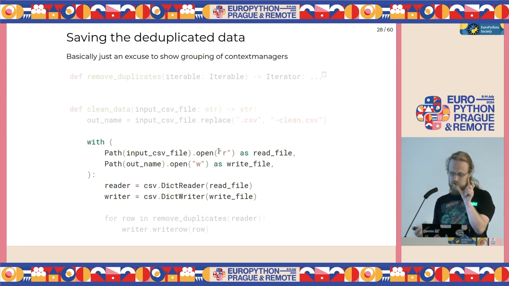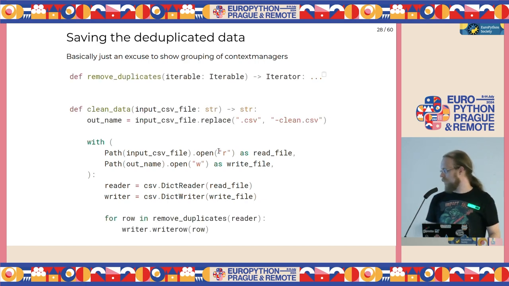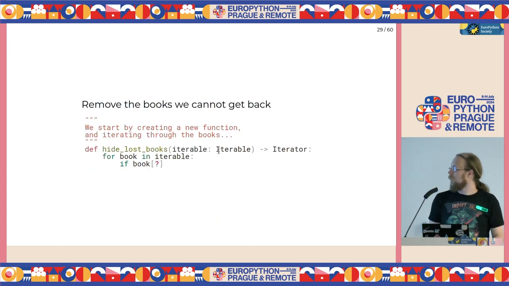So context managers are the stuff where you put with some stuff as some stuff, for example, with open file as my file. And you could put arbitrarily many here and group them together and then in one step read from one CSV file and write to another CSV file, which is very nice to your memory. And yeah, so again, with the removed duplicates in this case.